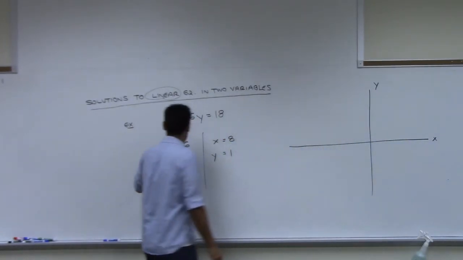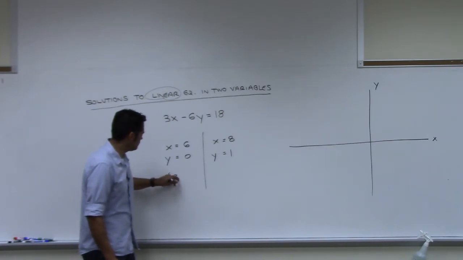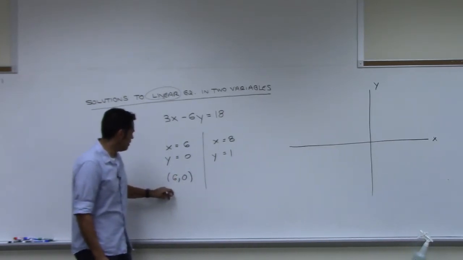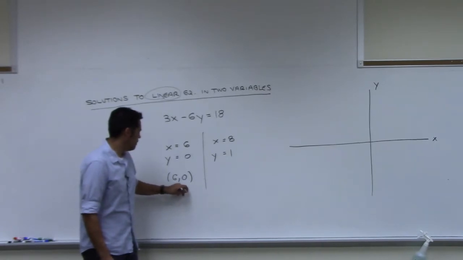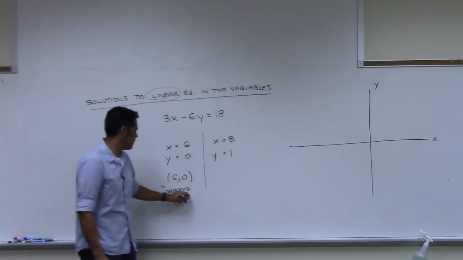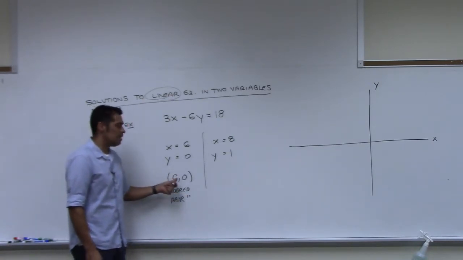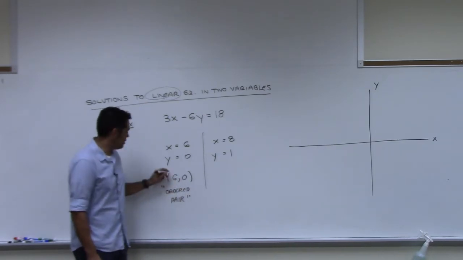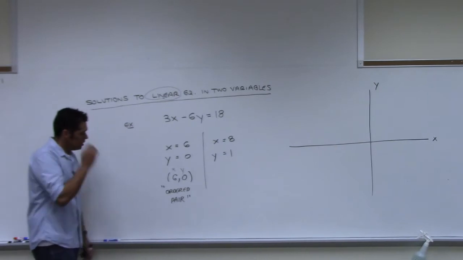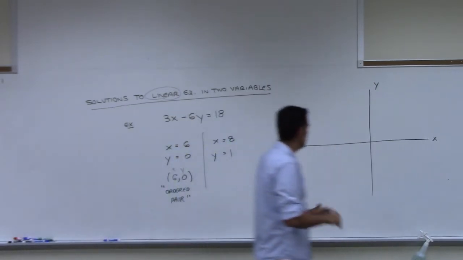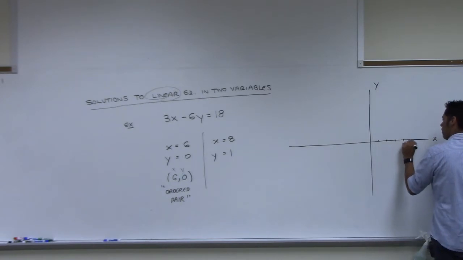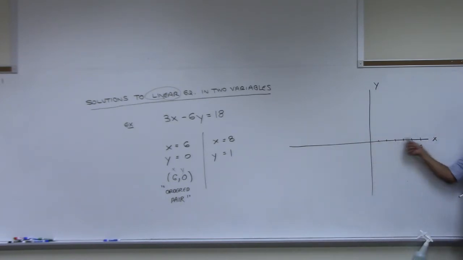So let's look at this first one, 6, 0. What we do is we write this like this. This is called an ordered pair. It's a pair of numbers, but the order matters. The first number is always the x, and the second number is always the y. So when I write 6, 0, that means you come out here, you go 1, 2, 3, 4, 5, 6. You go out to the right 6, and then on the y-axis, which is up and down, you do not do anything, right? Because it's 0. So you just put a dot here. That dot represents that answer, 6, 0.